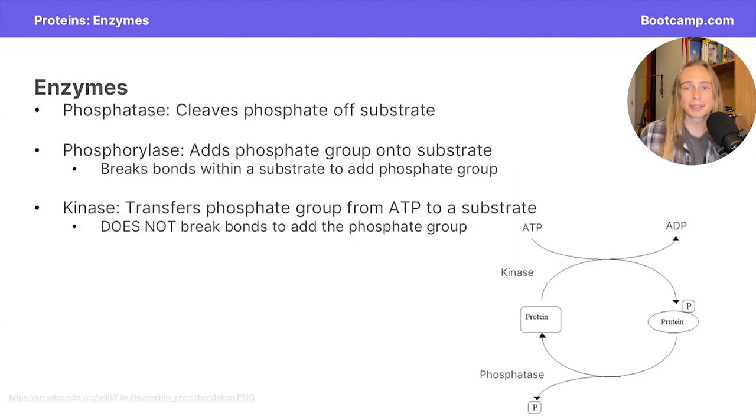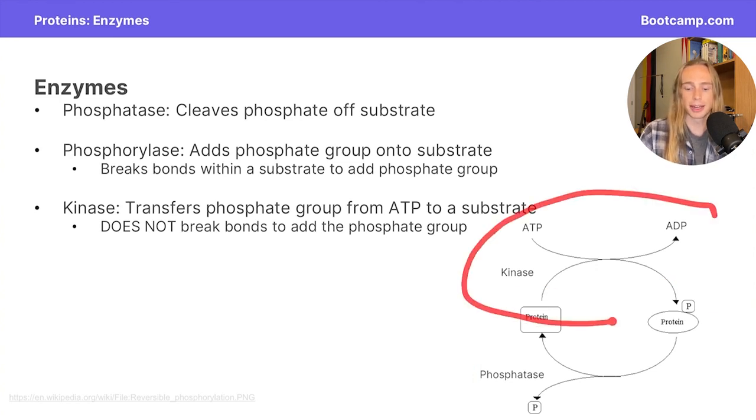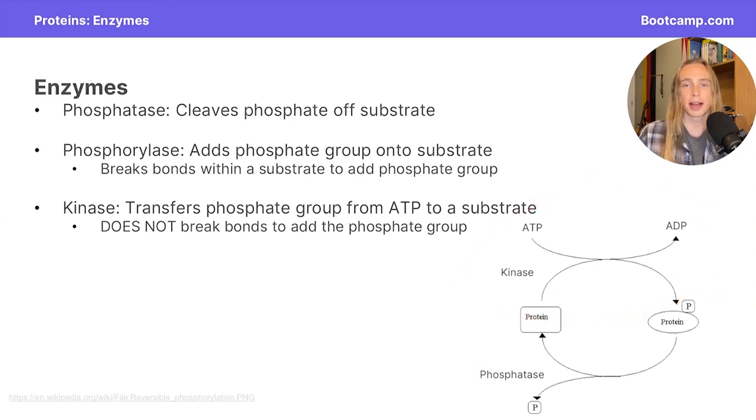Here we have 3 examples of enzymes that might be useful to know. A phosphatase is an enzyme that cleaves a phosphate group off a substrate, as we see in the bottom half of this image here. In the top of this image, we see a kinase at work. A kinase is just something that's going to utilize a phosphate group from ATP and add it onto a substrate without breaking any bonds on the substrate.